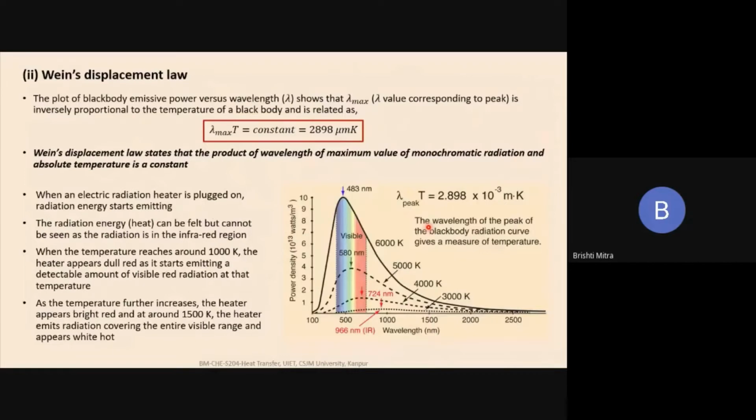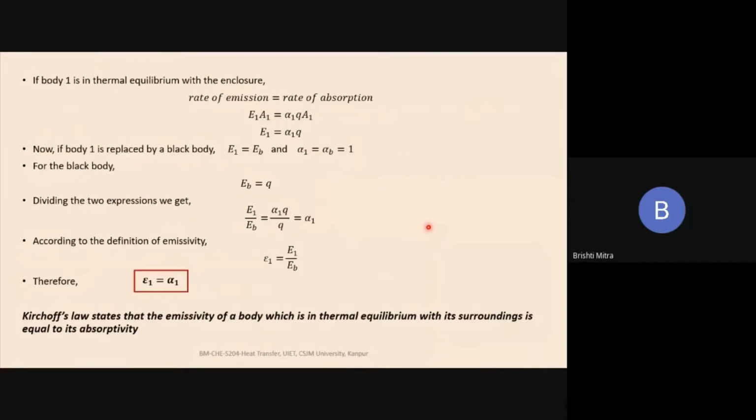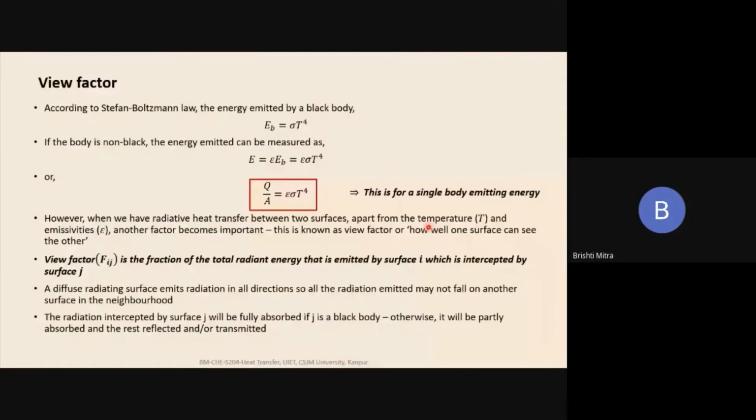Then we talked about Wien's displacement law, Stefan-Boltzmann law, Kirchhoff's law. Then we came to the concept of view factor, and we had done quite a bit about this view factor because this is a very important part when we try to finally calculate the rate of heat transfer between two bodies. Two things are important. One is emissivity and one is view factor.